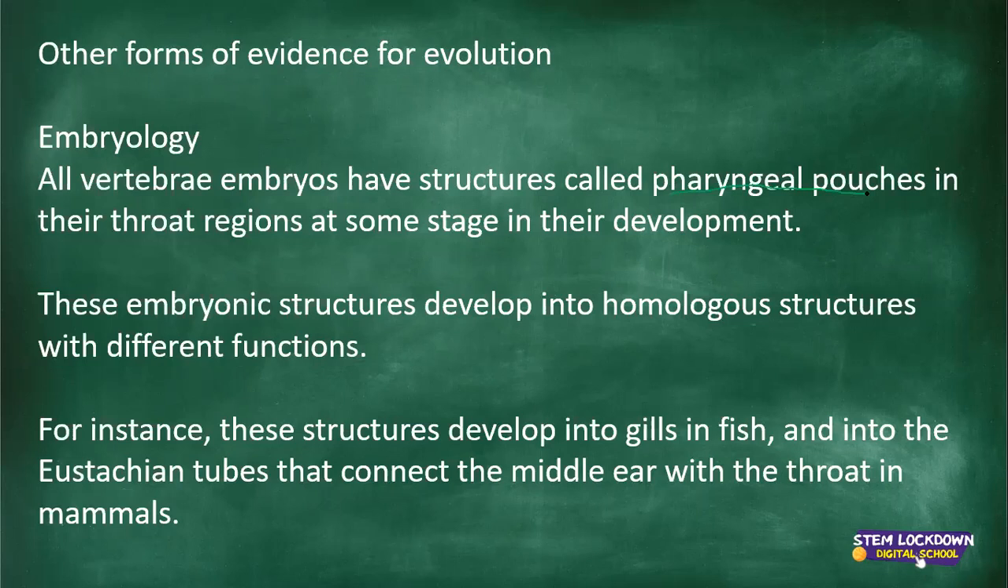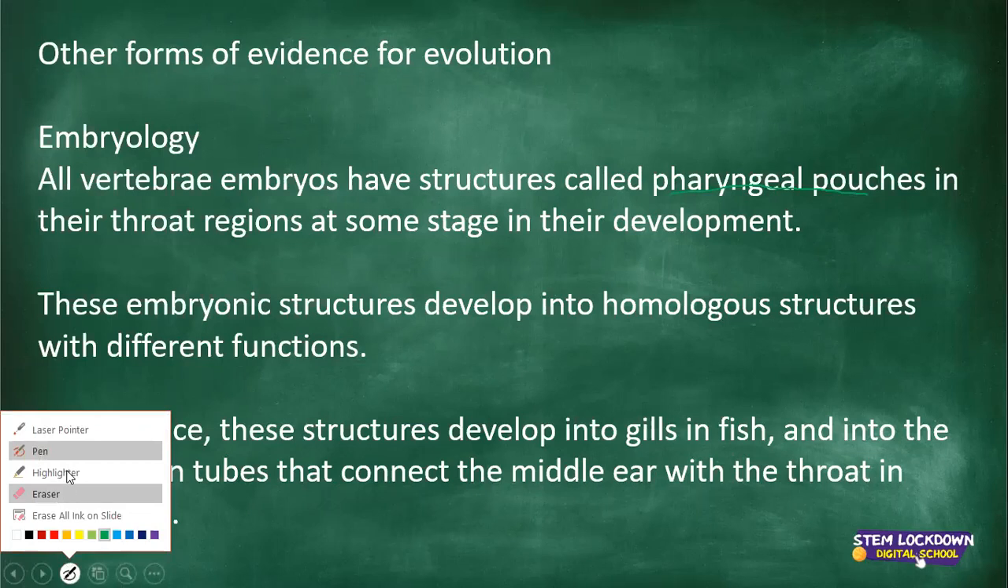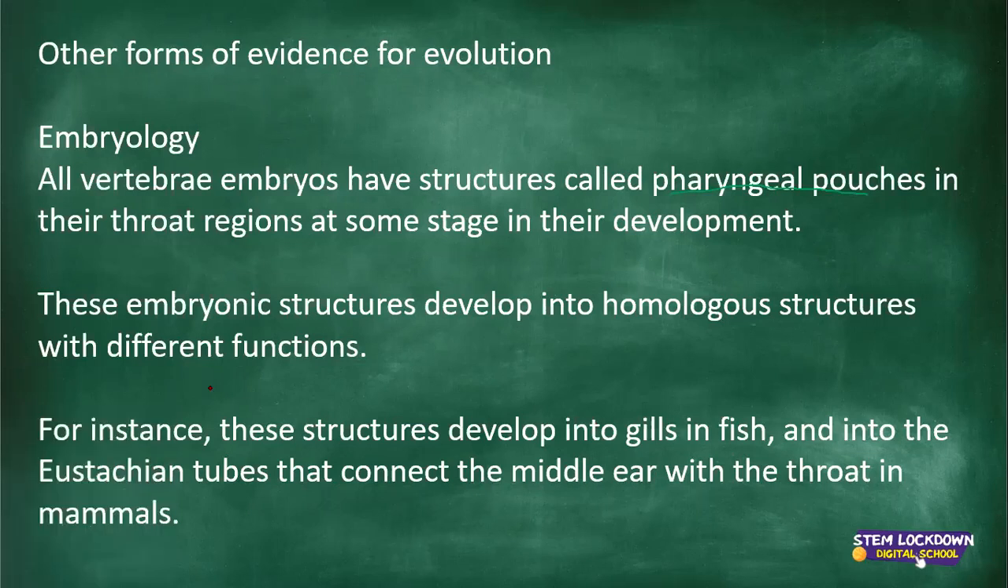These embryonic structures develop into homologous structures with different functions. For instance, these structures develop into gills in fish and into the eustachian tubes that connect the middle ear with the throat in mammals. So these 2 different structures that we see all started off the same. The gills in fish and the eustachian tubes that connect the middle ear with the throat in mammals. These two are so different, yet they resulted from what?